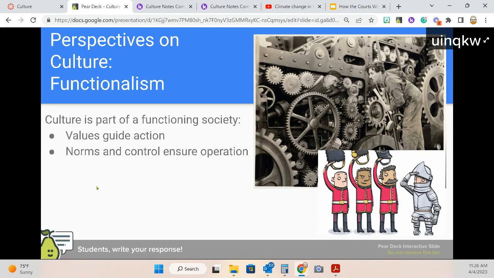But control is also a part of the functionalist story. Norms, our social rules, and the methods of our social control ensure that society operates smoothly.